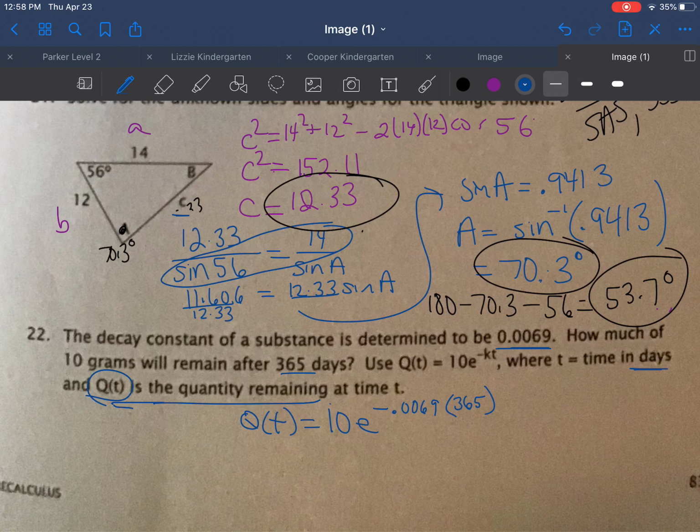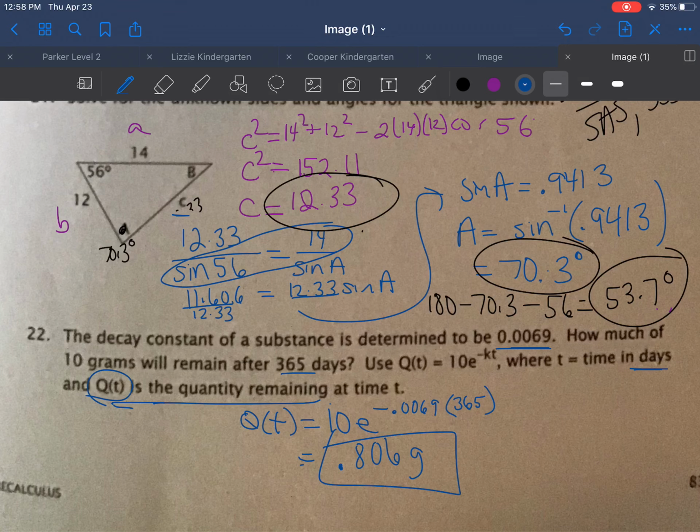You are just going to type this into your calculator. So you'll hit the 10. Then to get the e, you'll hit second natural log. It'll give you an e and a parentheses. Inside the parentheses, you're going to type in negative 0.0069 times 365, close your parentheses, and then hit enter. When you do that, you should get 0.806, and then give me units, grams.